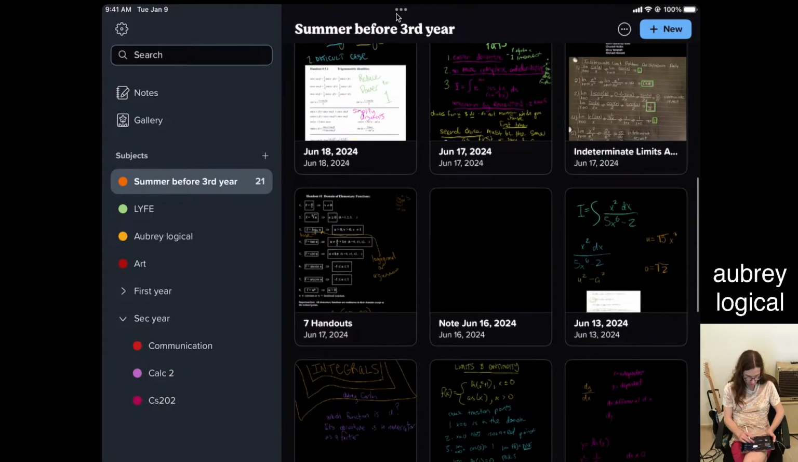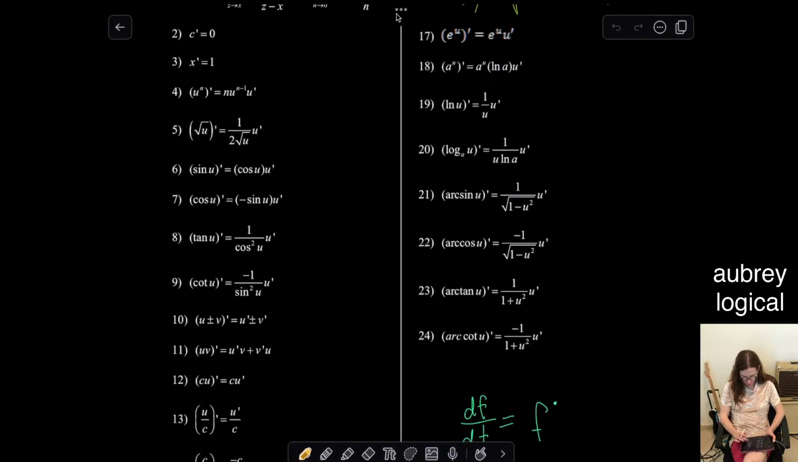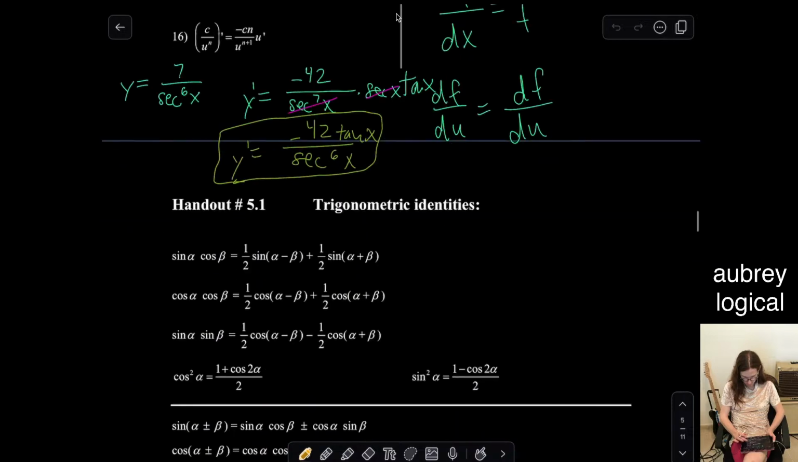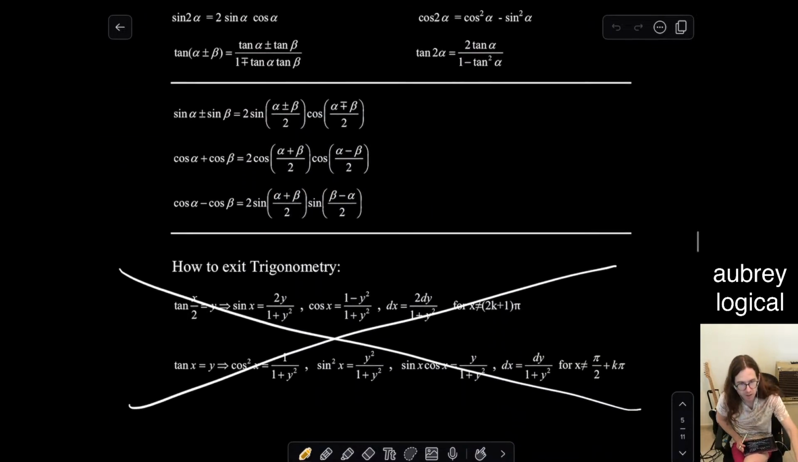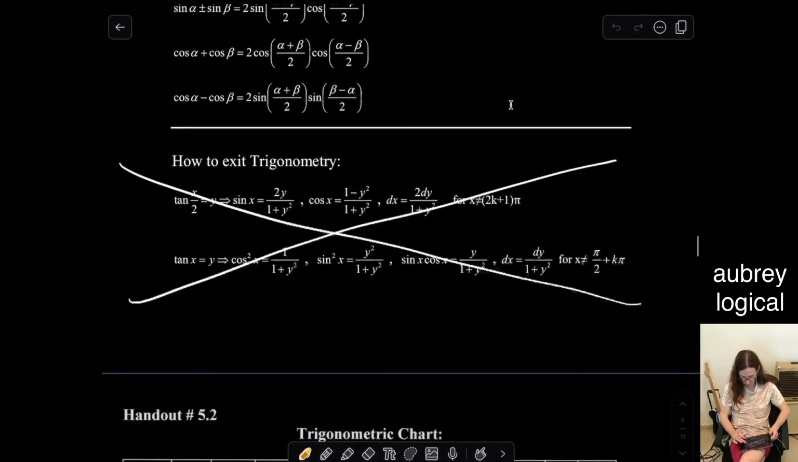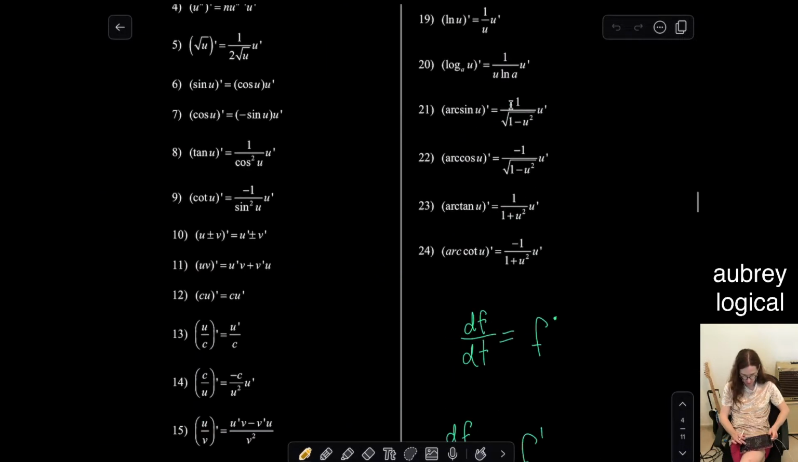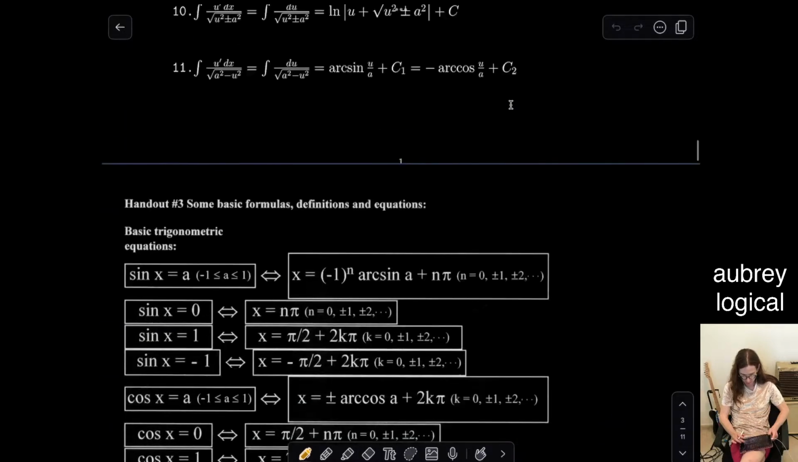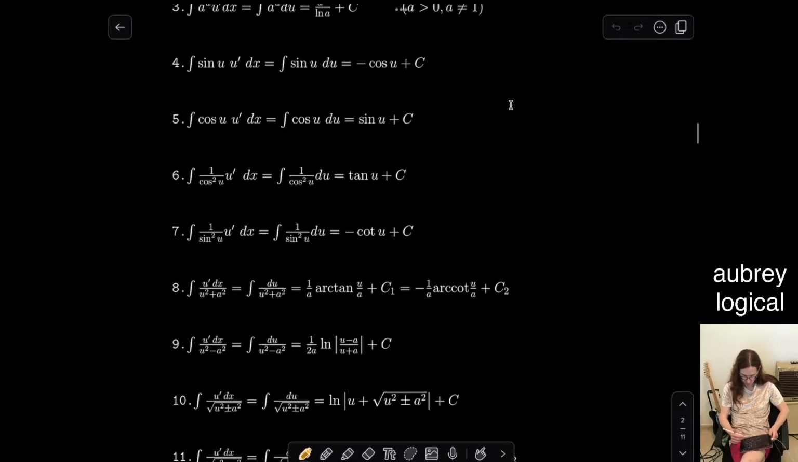1 over sine squared of x. Oh my gosh. Again with the copyright. I'm trying here. Okay. Alright, here we go.